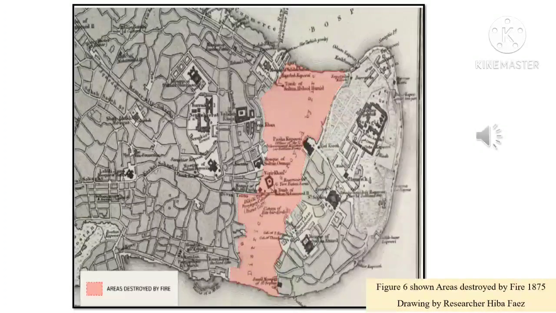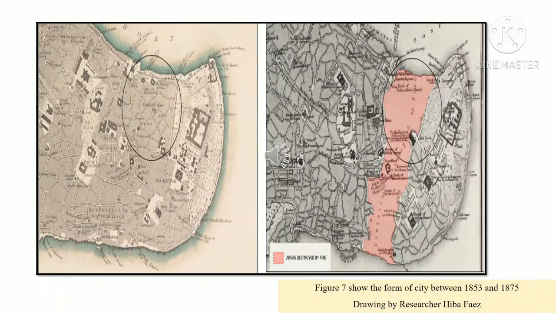In this map, we can see the area that was destroyed by the fire in 1875, shown in red in this figure. Perhaps the fire and any catastrophe in the city affected the shape of the city, the shape of the buildings, and the space between the buildings and other things associated with this case. We can make a comparison between the periods before the fire and after the fire. This figure shows the form of the city during the 2 periods, 1853 and 1875, and we can see the areas that were destroyed by the fire, before the fire and during the fire.